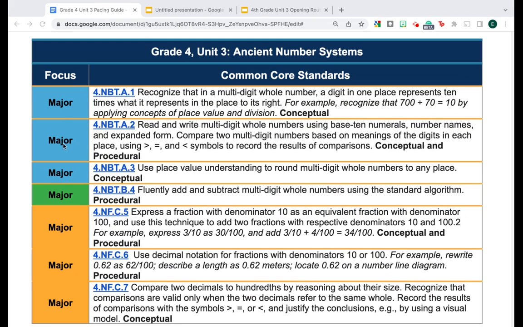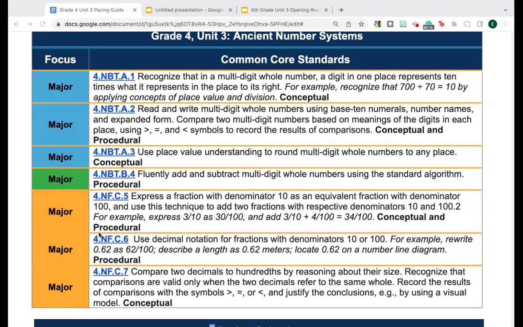Topic A, which has these three standards that are all about place value. Topic B, which is just one standard, but it's a big standard because it's adding and subtracting multi digit numbers. And topic C, which is still about place value, but it's thinking about place value of numbers less than one. So we're really getting into decimals.